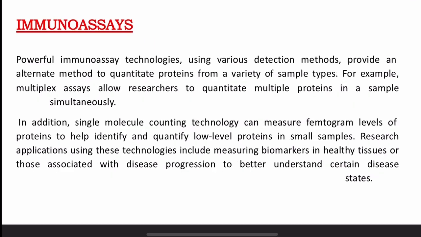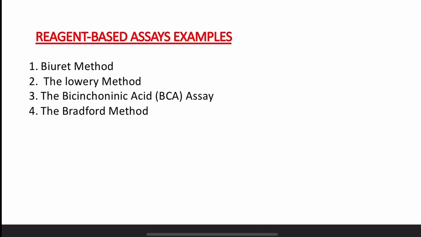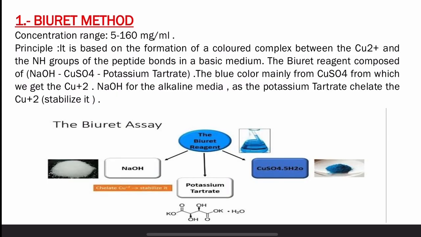دلوقتي هنتكلم عن reagent based assays examples. The first one is Biuret method, second one is Lowry method, then BCA assay, Bradford method. طيب هنتكلم in deep شوية عن Biuret method. Biuret method بتقيس concentration of the protein in the range from 5 to 160 milligram per milliliter. دلوقتي هنتكلم عن principle of the Biuret method لأن هي the first step of both Lowry method and BCA method.